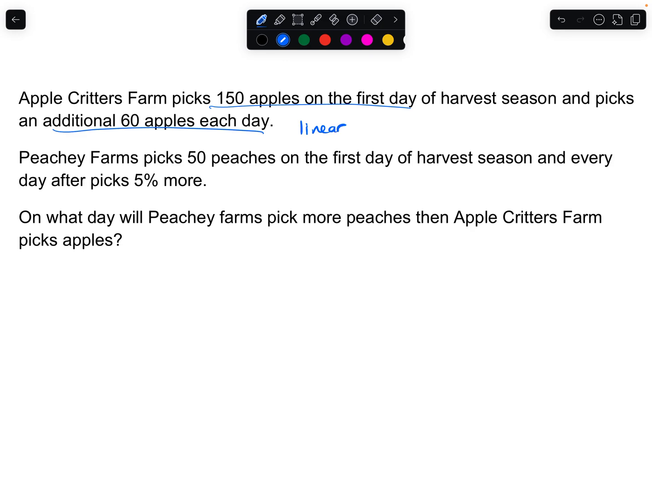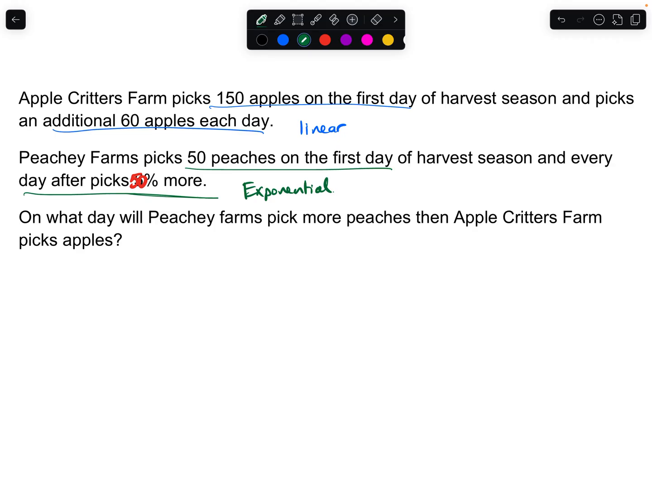Then we have Peachy Farms. They pick 50 peaches on the first day, but then they pick, oh, I'm sorry, there's a typo here. This should say 50. Can you change that 5% to a 50%? That's going to save us a lot of work. It would still catch up eventually with 5% more each day, but for the sake of time, let's make that a 50. Because it's saying 50% more, we should be thinking this is exponential.